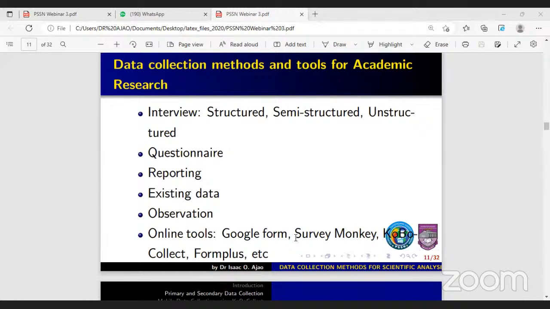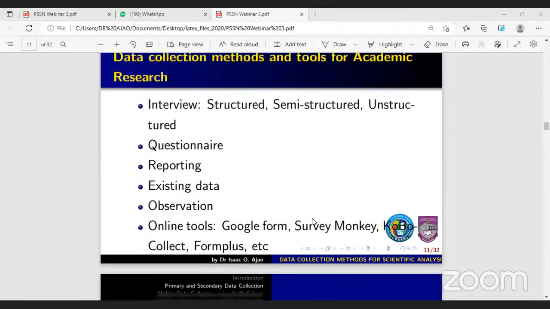So if you are sending people to go and collect data for you, it will show you the location, whether the person is sitting in his room and writing something, and you will know. So it's a very powerful online tool to collect data for academic research.